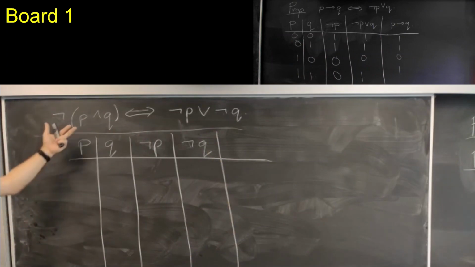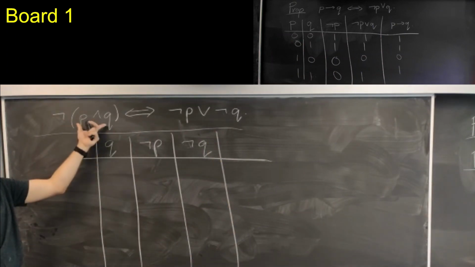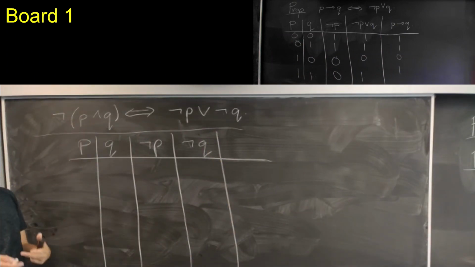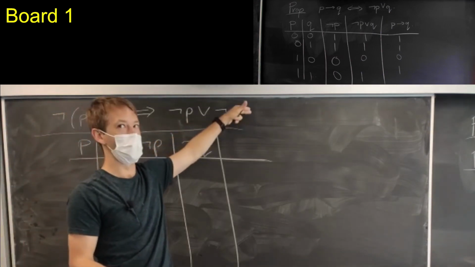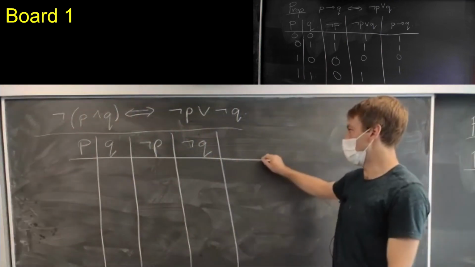I mean, if you just say this in words, it's kind of clear, right? If P and Q is false, then one of them is false. So this is either that one's false or that one's false. But let's do it formally with a truth table.